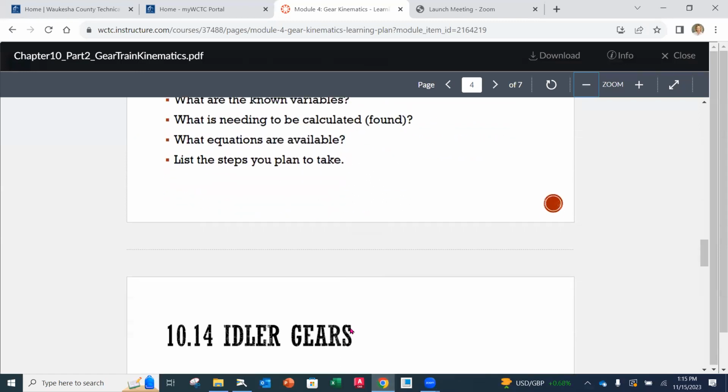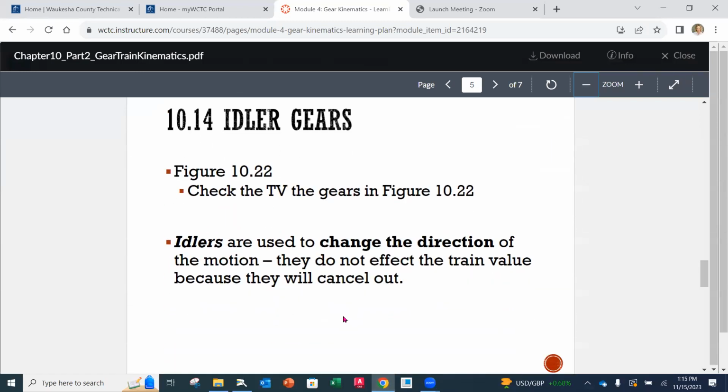Idlers are kind of neat. The only purpose of an idler gear is that it's used to change the direction of the motion. So let's say we have our train value and our velocity ratios figured out, but we need the output to be in the same direction as our input. When there are 3 velocity ratios and it comes out opposite, what we do is add in an idler gear.